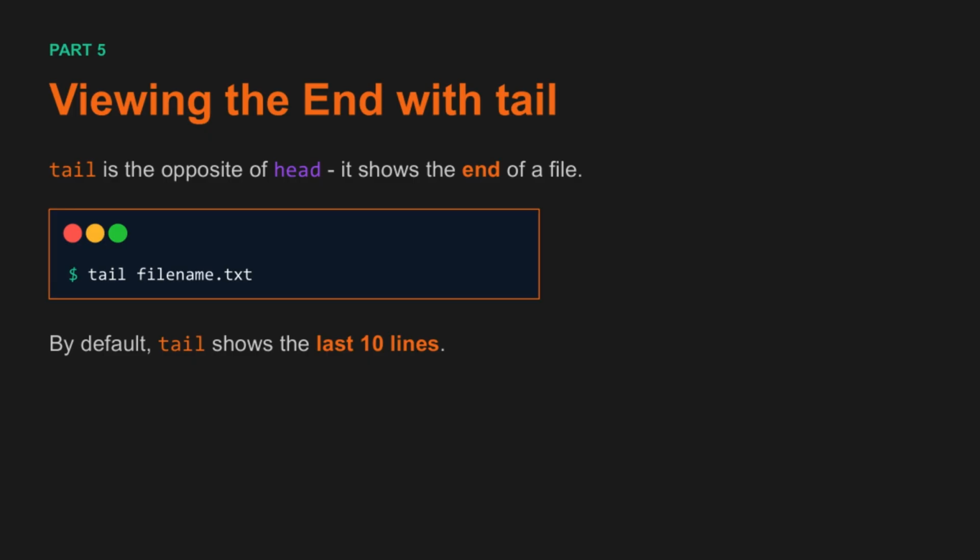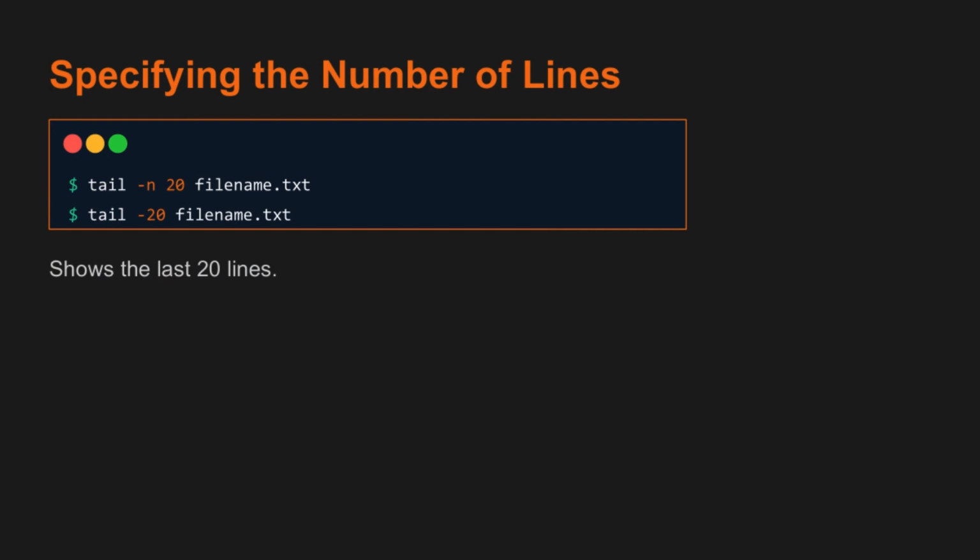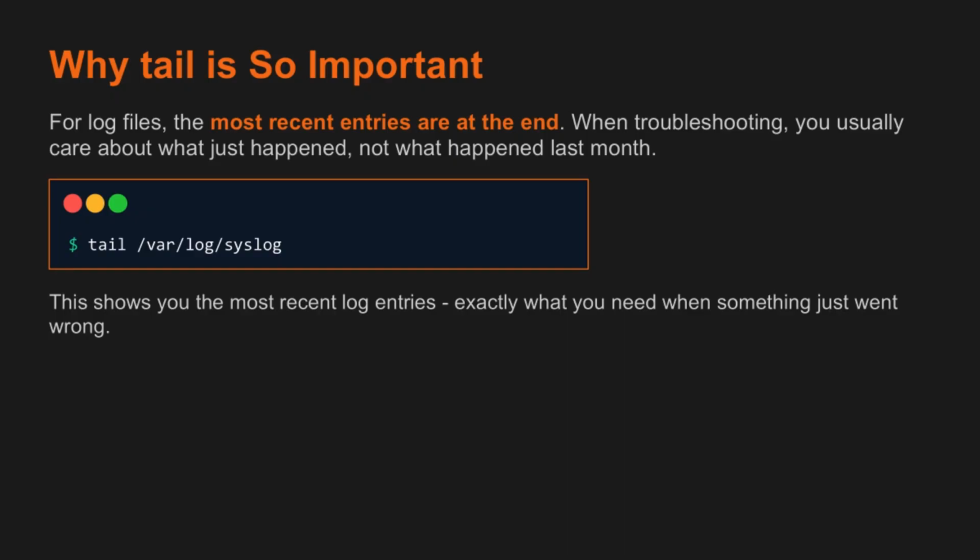By default, it also shows 10 lines, the last 10 lines, though, in this case. And you can specify the number of lines you want to see the exact same way as you could with head. For log files, the most recent entries are often at the end. So when troubleshooting, you usually care about what just happened, not what happened at the beginning of the file. So if you use tail with your log files, it'll show you the most recent log entries, which is just what you need when something went wrong, or at least when something just went wrong.